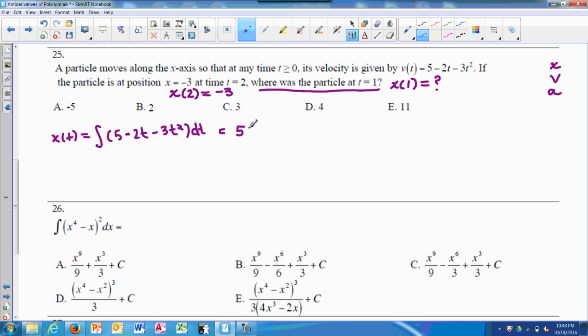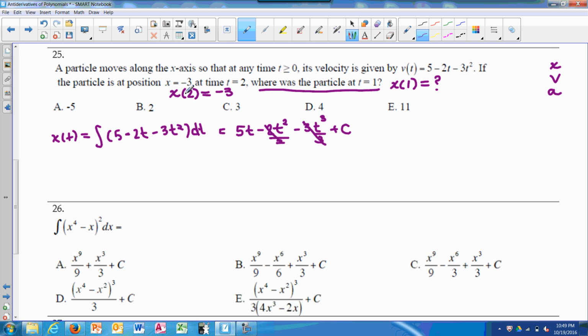So I get 5t minus the integral of 2t. I'll write it for you as 2t squared over 2. The 2's end up canceling. Minus 3, and then t squared becomes t cubed over 3, and it just so happens that the 3's cancel, plus c.